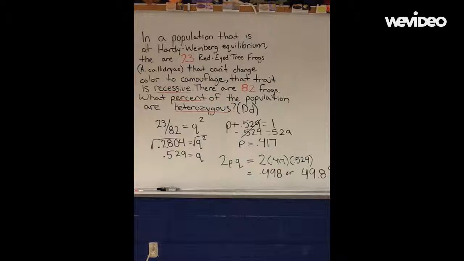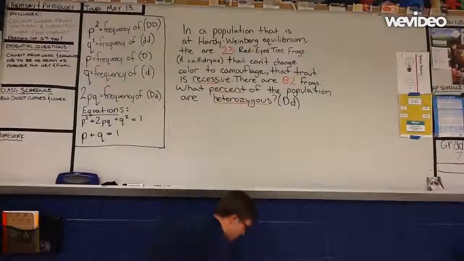2PQ is easy to calculate after you have both Q and P. We just plug it in and multiply it out. We get 0.498. We're going to move the decimal over twice to get 49.8%, since it's asking us what percent of the population is heterozygous.